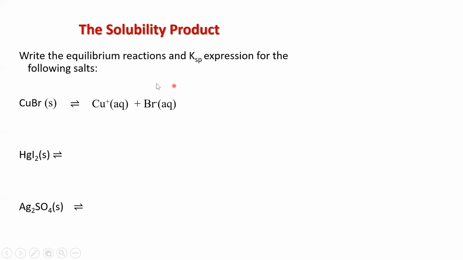So when we go to write our equilibrium reaction, the copper bromide is going to break up into copper ions and bromide ions. So from there, if we want to write our Ksp, it's the concentration of copper ions times the concentration of bromide ions. All right, so see if you can write the equilibrium reaction for mercury 2 iodide and then write the Ksp expression. Don't do the last one yet. Let's do one at a time. We'll do them together.